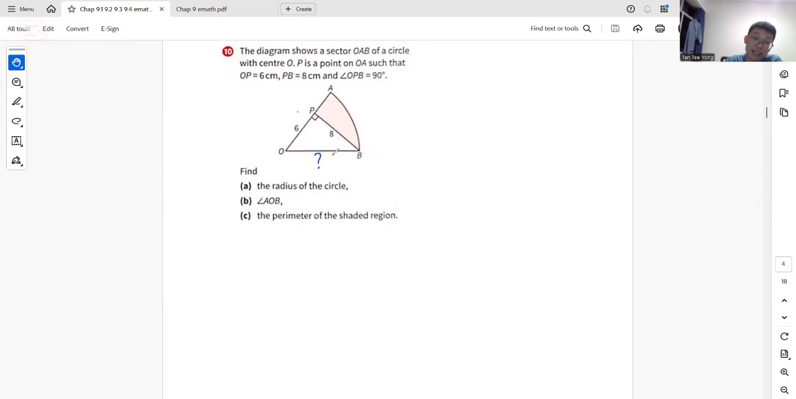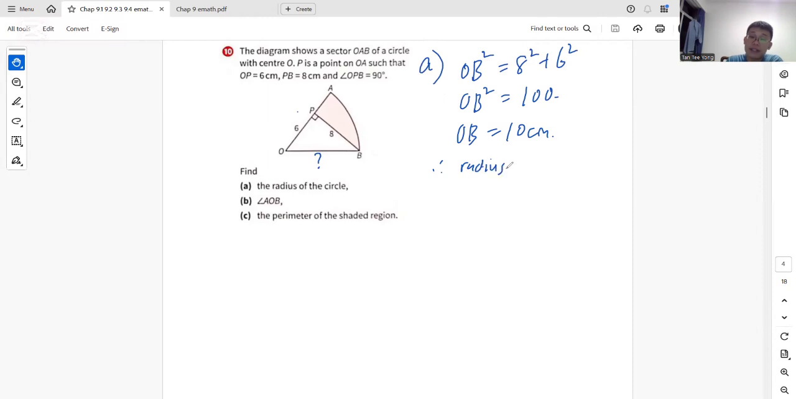Why? Because there's a right angle triangle here, which allows me to use Pythagoras theorem. So for part A, I can say that OB squared is equal to 8 squared plus 6 squared. So OB squared is equal to 100, then OB is equal to 10 cm. Therefore the radius is equal to 10 cm. So that's for part A.